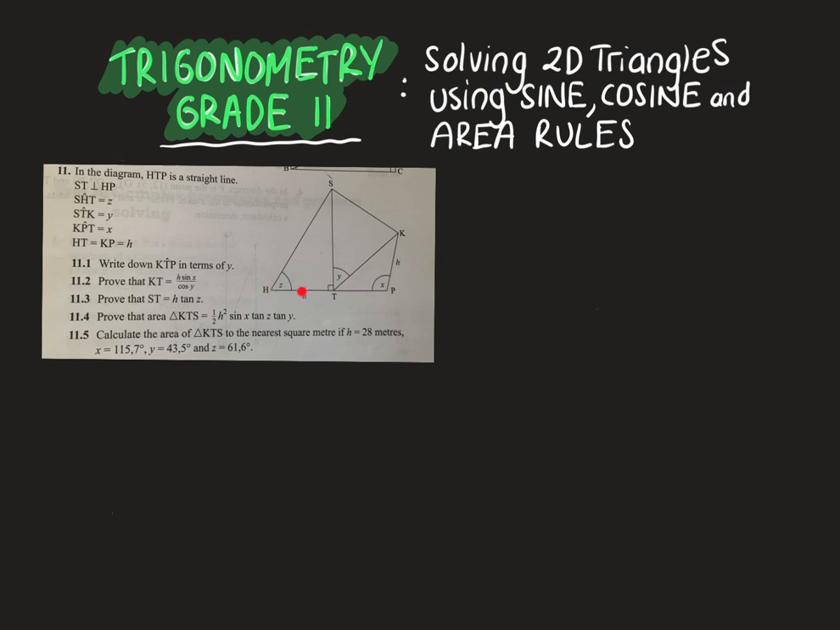So HT equals KP, they're both H. All the information stated in my question has been represented on my drawing, so I am in the clear there. Now we're going to do it question by question.